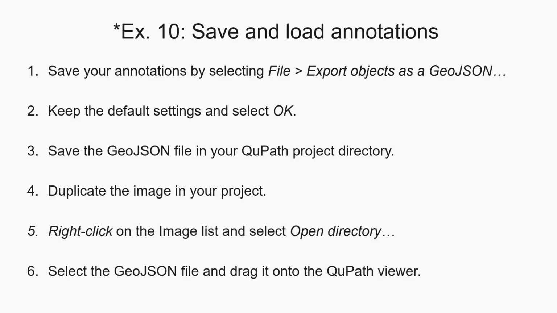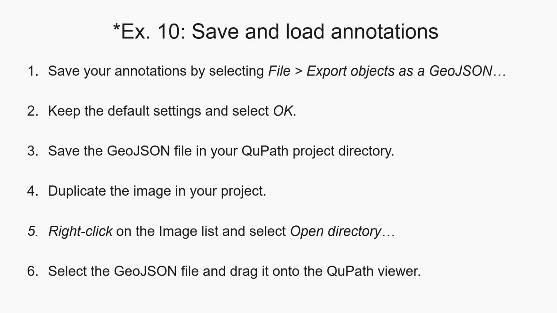We're going to save our annotations by selecting File, Export Objects as a GeoJSON, and we'll keep the default settings and select OK. We'll save the GeoJSON file somewhere reasonable, in this case the QuPath project directory, and then back in our QuPath project we'll make a duplicate of our image, removing all annotations already there. We'll then open that image in the viewer.